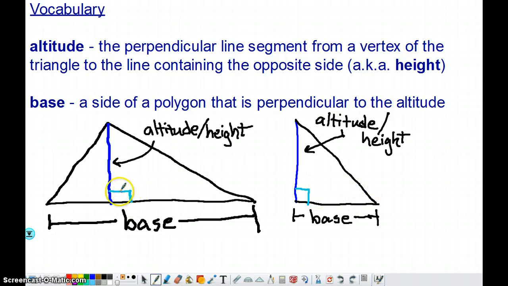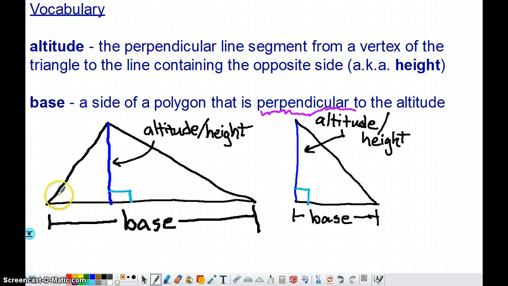Yeah, this little square or box says that this forms a right angle. And that's where this perpendicular really comes into play. We know it's perpendicular if we have that square there. Vertex? The vertex is pretty much any corner. So this corner could be a vertex, that could be a vertex, that could be a vertex.